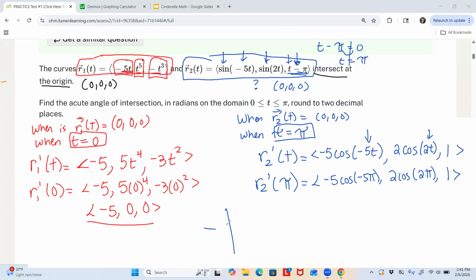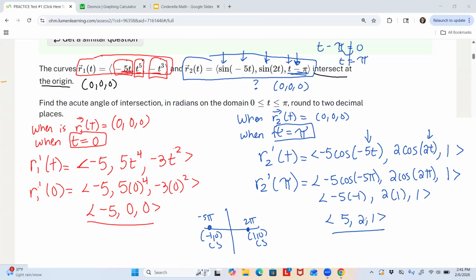Okay, back to the unit circle. We said negative 5 pi was here. There's the point, cos, so we have negative 5 times negative 1. We said 2 pi was here, cos, so we have 2 times 1, and then there. So this is 5, 2, 1, and hold that.